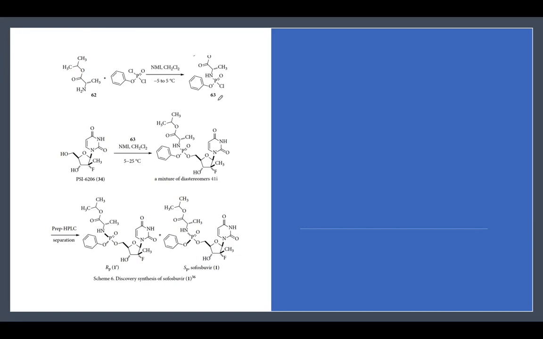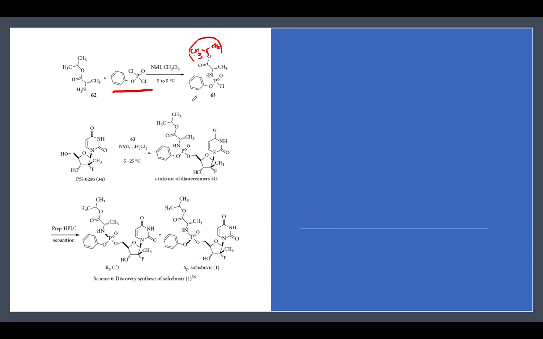So the isopropyl ester of alanine here is going to be coupled with phenyl phosphoryl dichloridate. Okay, phenyl phosphoryl dichloridate here. So the coupling takes place, and I'm sorry you can't see the rest of the structure here. Once the coupling takes place, it gives you compound 63. Okay, compound 63 is synthesized, and let me just draw this so that it's easier for you to see. So you have CH3 and CH3 here.